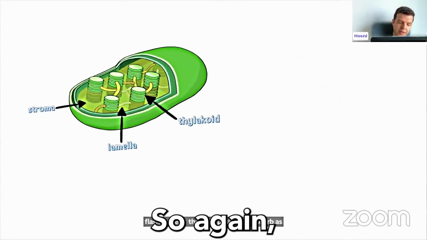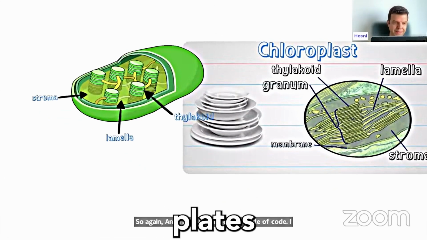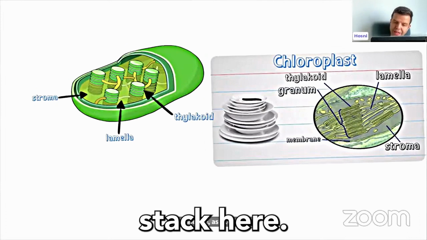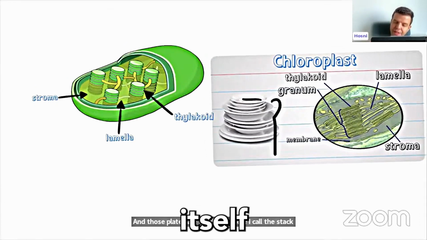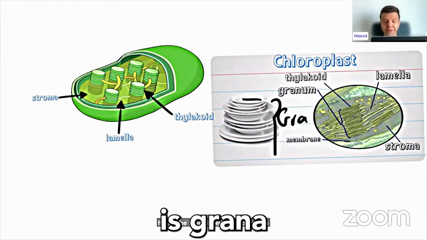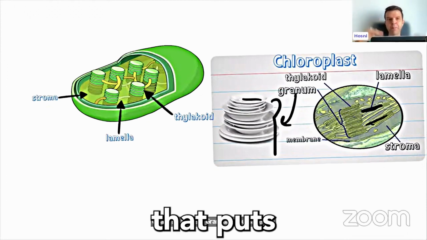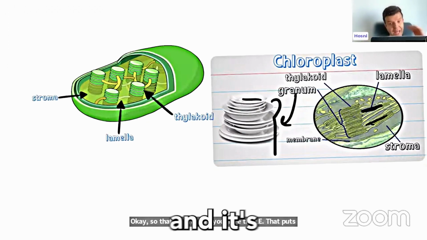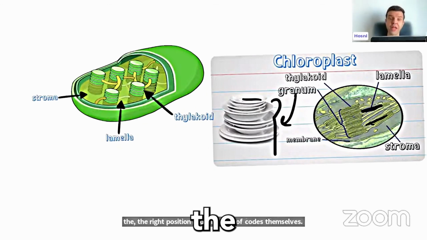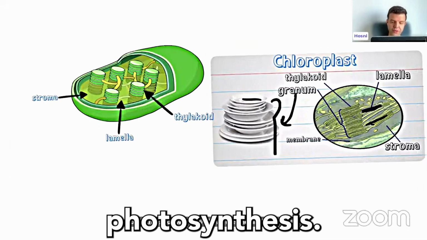light. So again, I imagine the thylakoids as plates, and those plates are stacked. The stack itself is known as a granum. Plural is grana. Okay, so that's a granum. You have the lamella that puts the thylakoids in the right position, and the thylakoids themselves. Thylakoids are the place where we have the chlorophyll. That's where we have the pigment chlorophyll for photosynthesis.